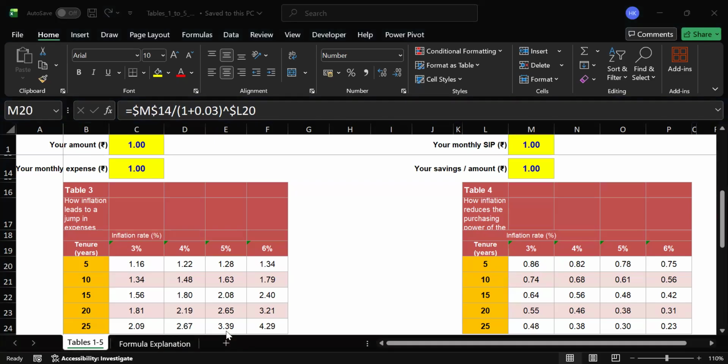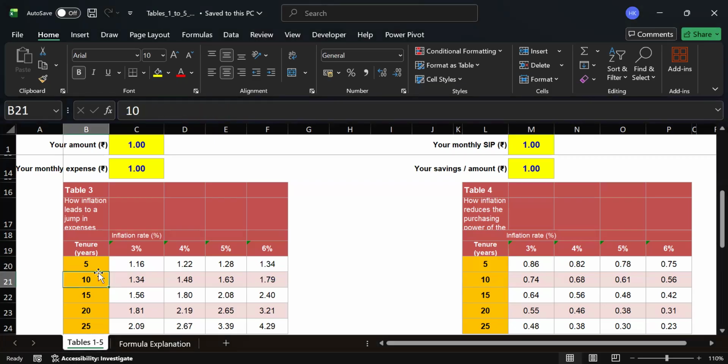But why have we done that? In table 3, the increment: if you put today's monthly expense of 1 rupee, and add 3%, you are adding 16 paise, that means 1 rupee 16 paise. But here it is actually eating away. What we are showing is how inflation eats away your purchasing power or savings account. This is how it has been done.